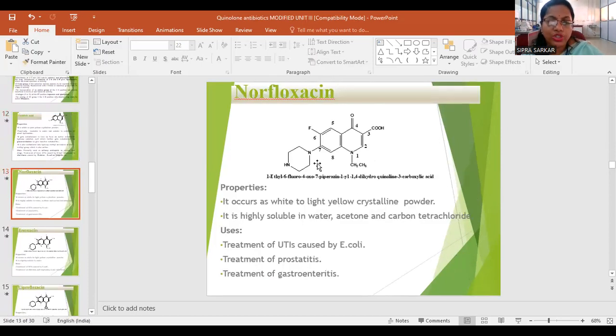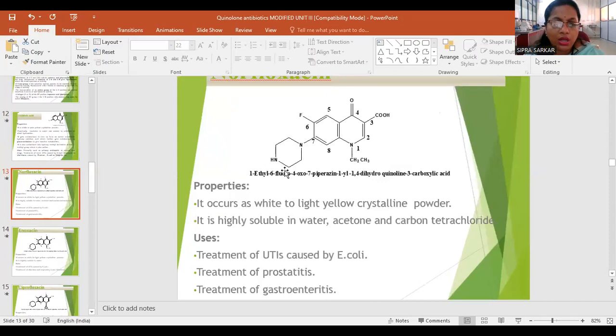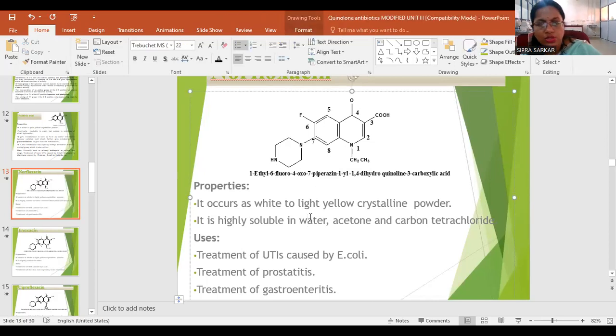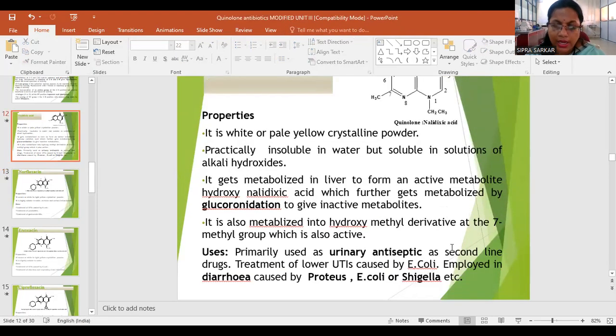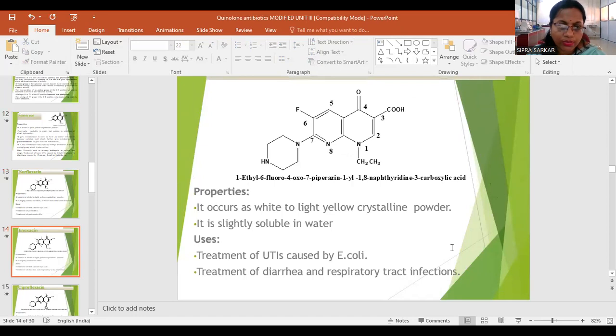Norfloxacin has a piperazine ring at the 7th position. If we make the nomenclature of this drug structure: 1-ethyl 6-fluoro 4-oxo 7-piperazine. A 2-nitrogen containing saturated heterocyclic ring is a piperazine. It occurs as a white to light yellow crystalline powder. It is soluble in water, acetone and carbon tetrachloride, which is an important property. Next, if you use this drug in case of UTI and E. coli, that is very good.